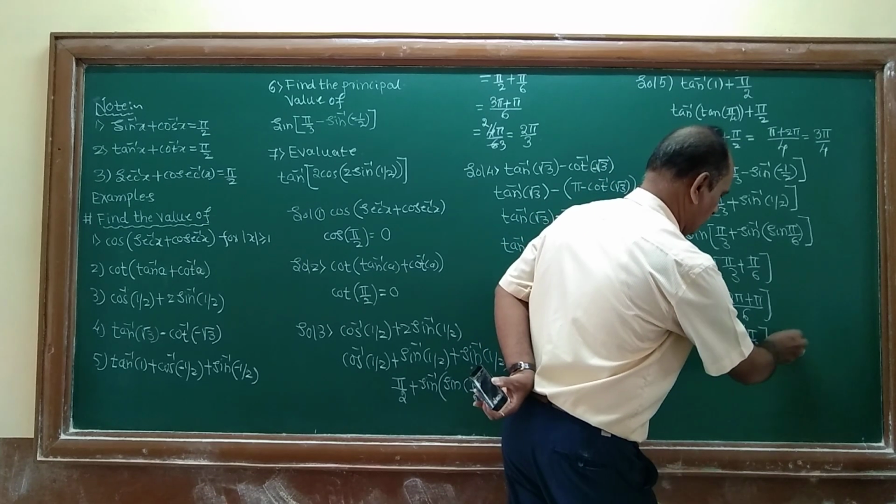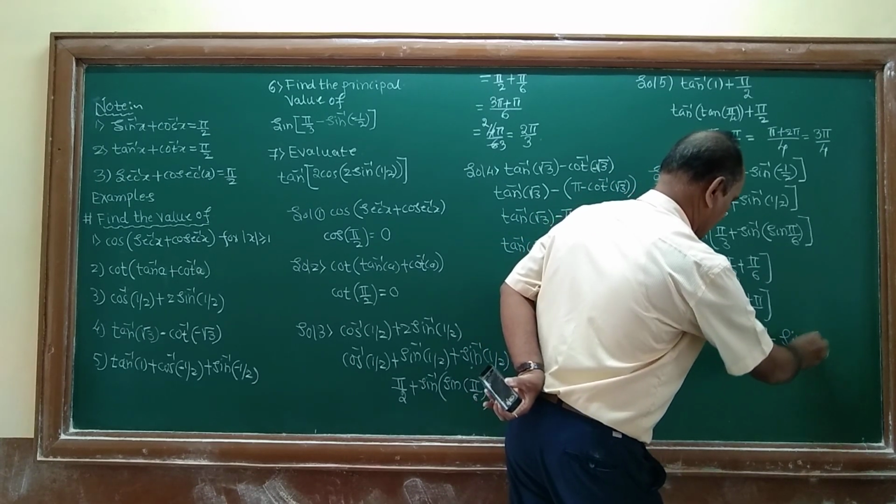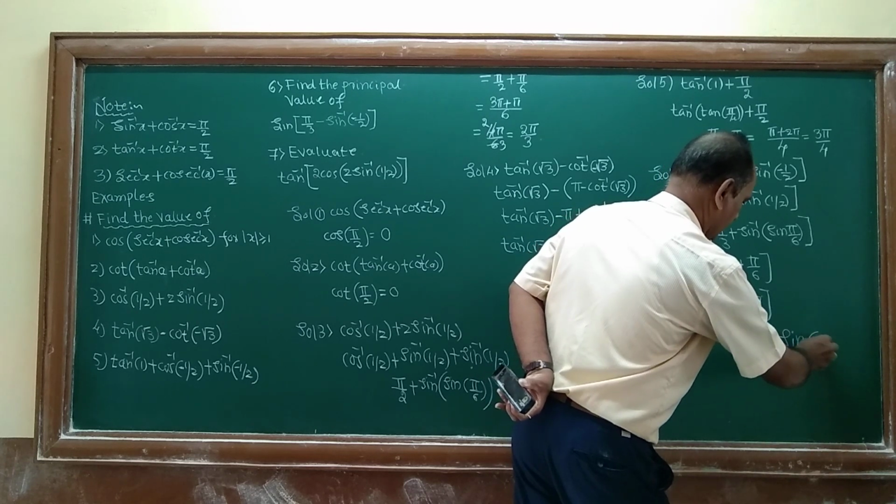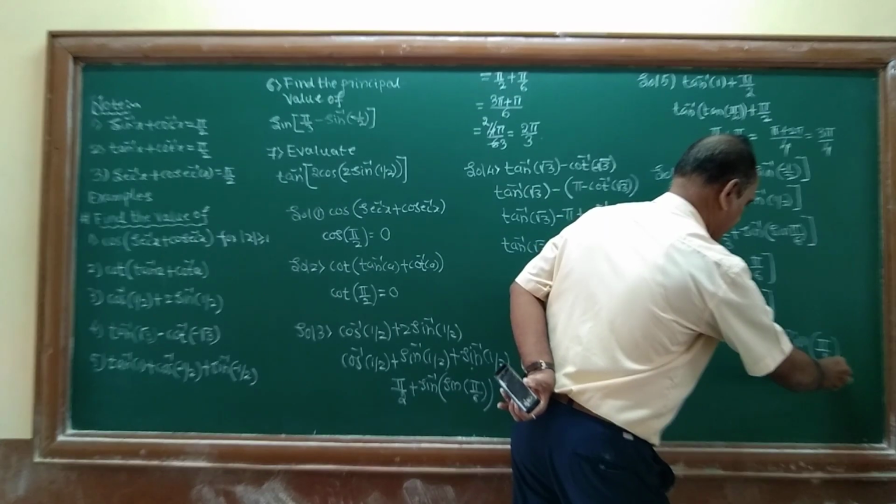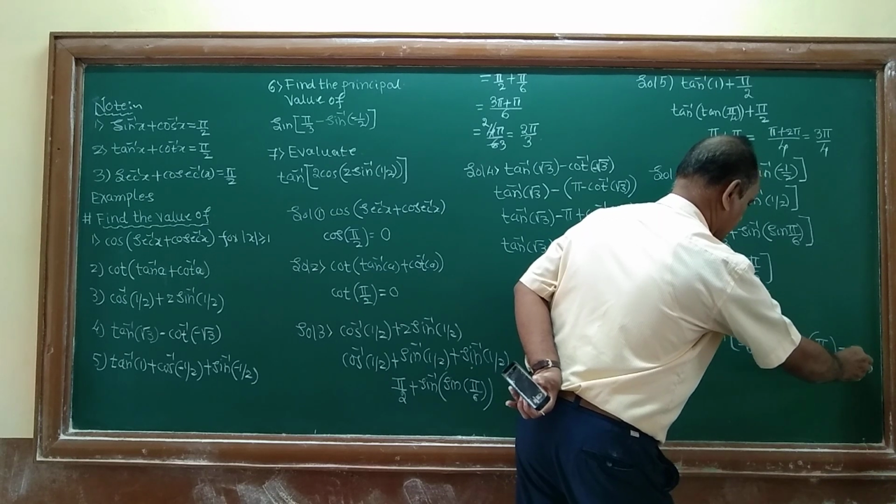So this is equal to sine of pi by 2. Sine 90 means simply 1.